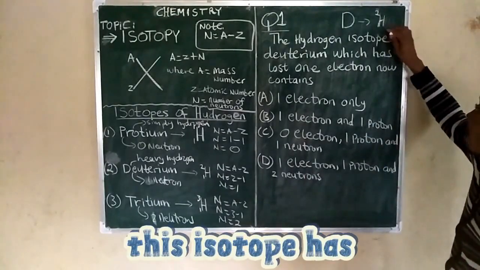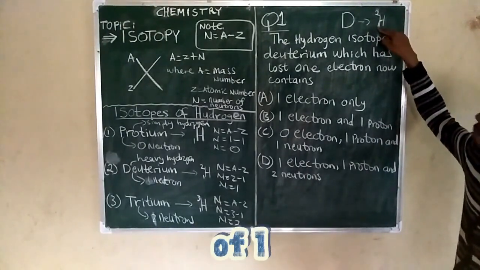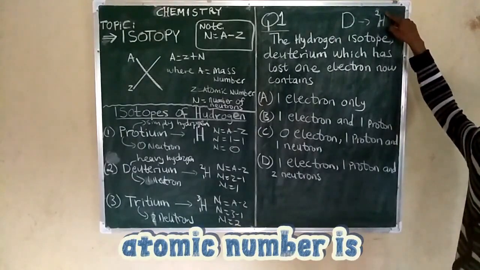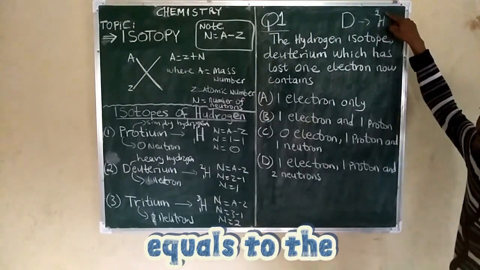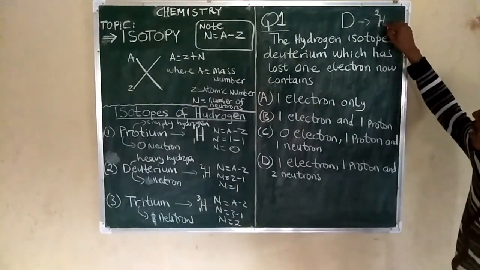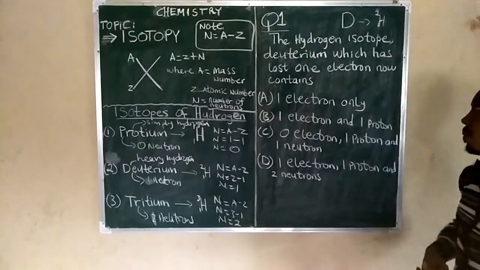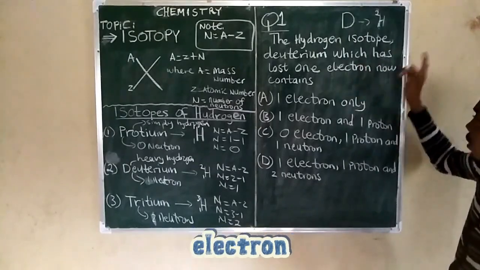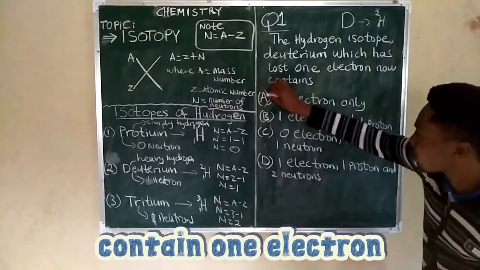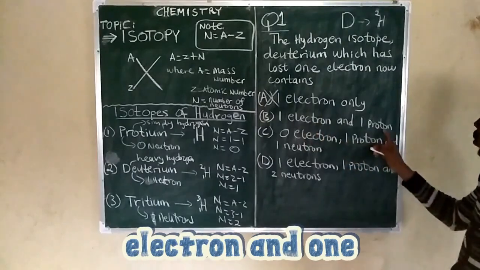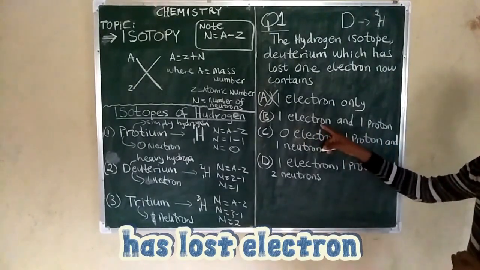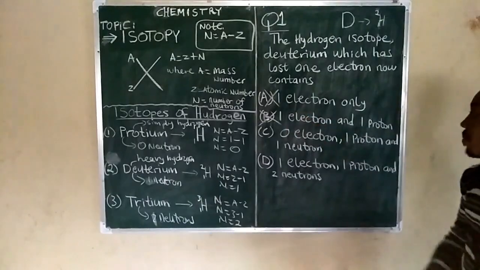This isotope has an atomic number of 1, and it is at ground state. There is no charge here. That means that the atomic number is equal to the number of protons, and ground state means the number of electrons is equal to it. That means this atom has 1 electron. If it has lost that 1 electron, does it now contain 1 electron only? No, it doesn't contain 1 electron. Option B: now contains 1 electron and 1 proton. Well, it contains 1 proton, but it has lost the electron. So B cannot be the answer.